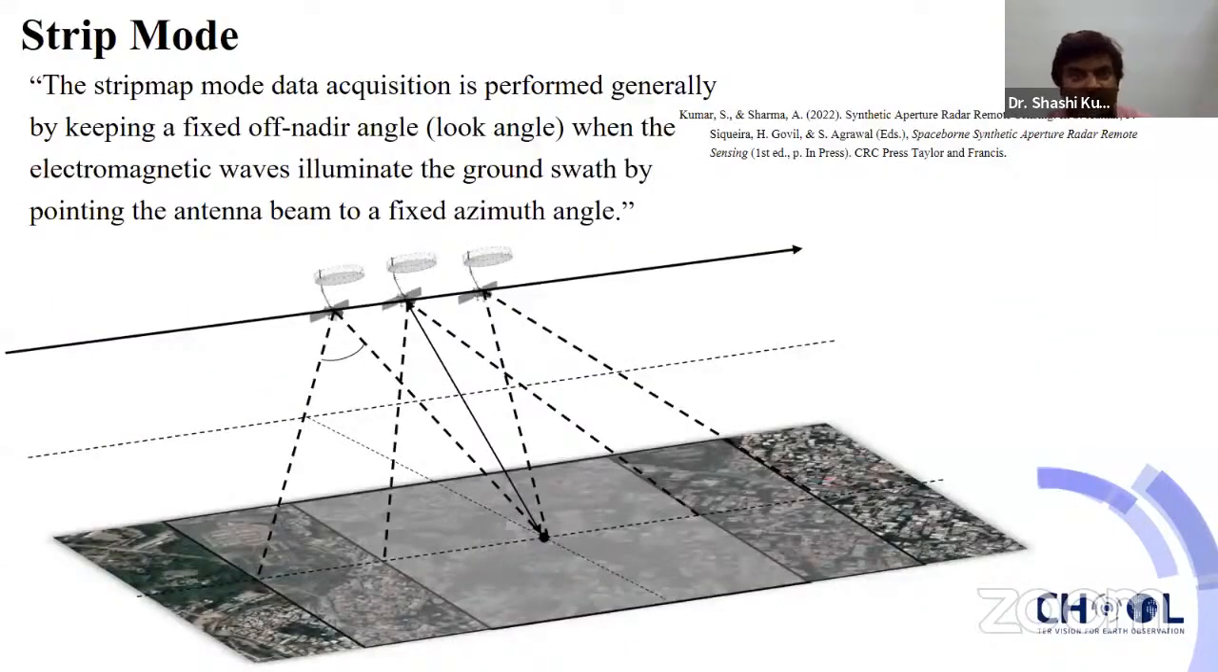Now another mode of data acquisition is the strip map mode. The strip map mode is performed generally by keeping a fixed off nadir angle. In the previous case, we have seen that the angle was changing to cover a large swath, but in the case of strip map mode, the look angle will be fixed. When the imaging is done for a particular time period, the data will appear like a strip, so the name strip map mode is given. In strip map mode, we are going to get moderate resolution and moderate swath.